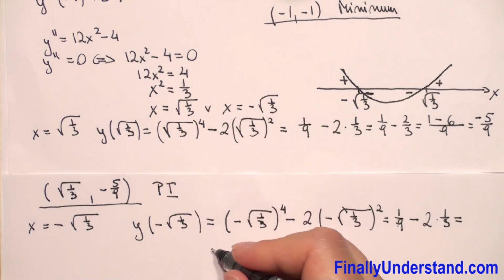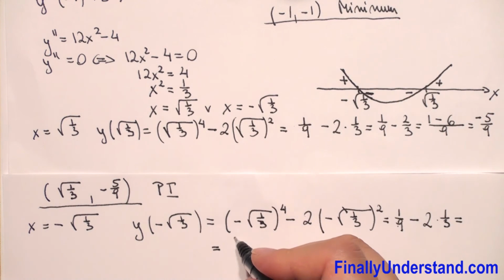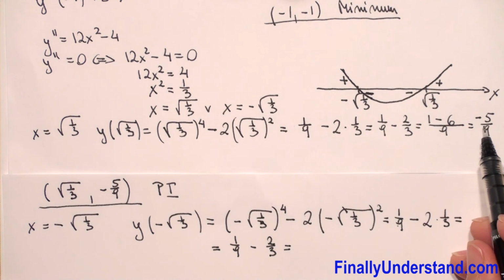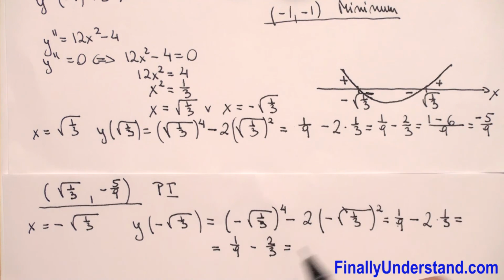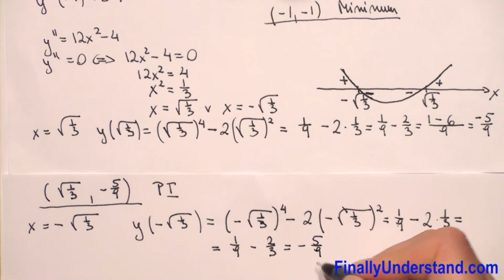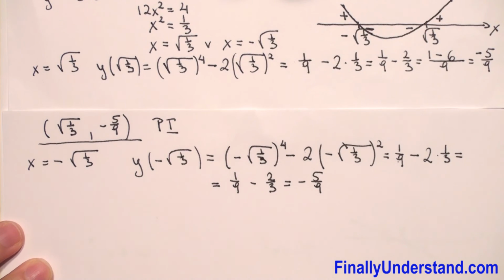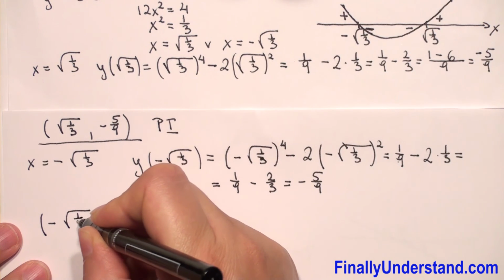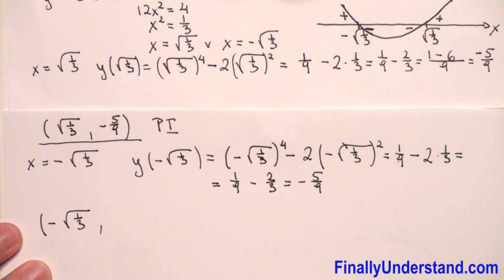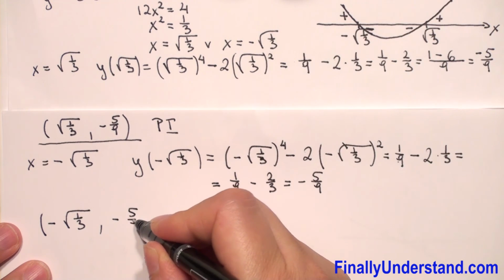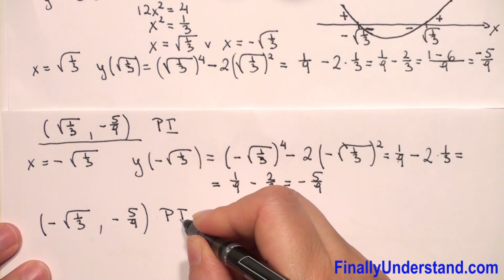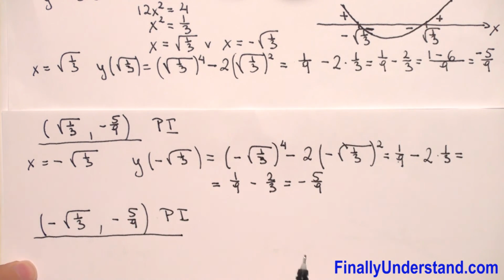This is equal to 1/9 minus 2/3. We calculate and the result is negative 5/9. So we have our second inflection point. The first coordinate is negative square root of 1/3, and the second coordinate is negative 5/9. This is our second inflection point. So we solved this problem.